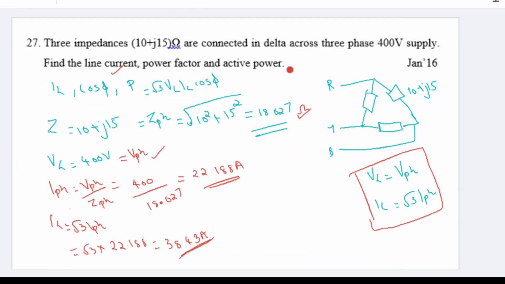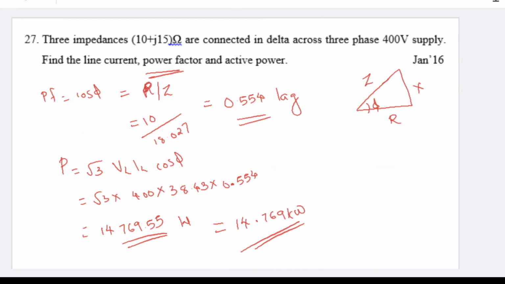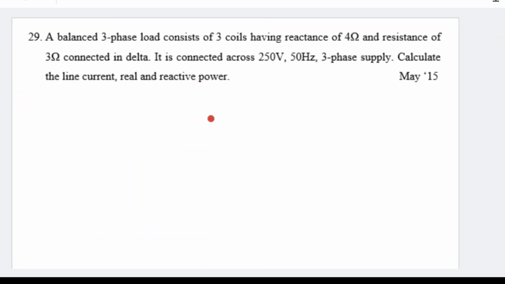Okay, so whenever you are getting a question, you have to draw a diagram, then you have to write these two equations. It will help you to score marks, even if by some means you have any mathematical error. Okay, so next question is, a balanced three-phase load consists of 3 coils of reactance 4 ohm.